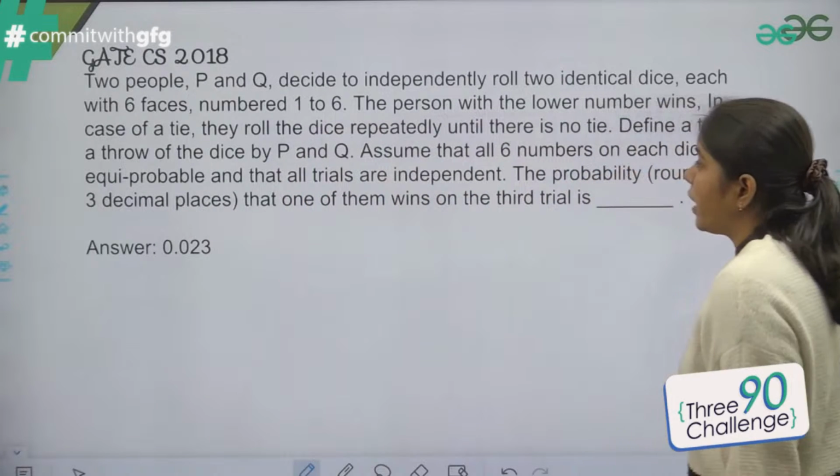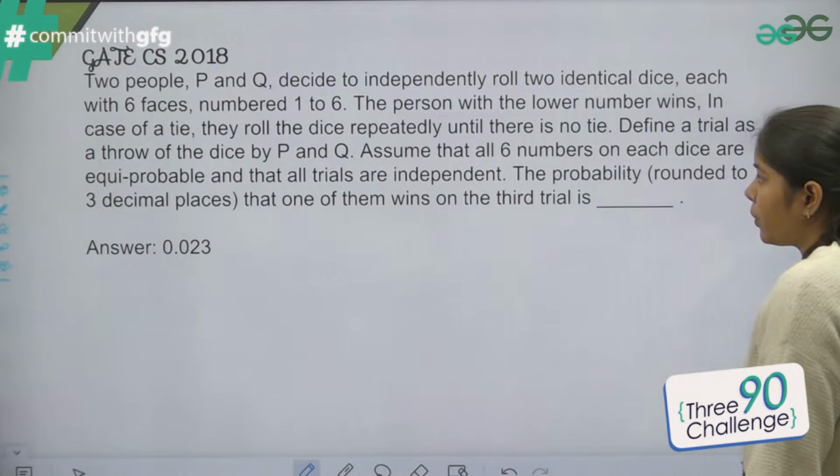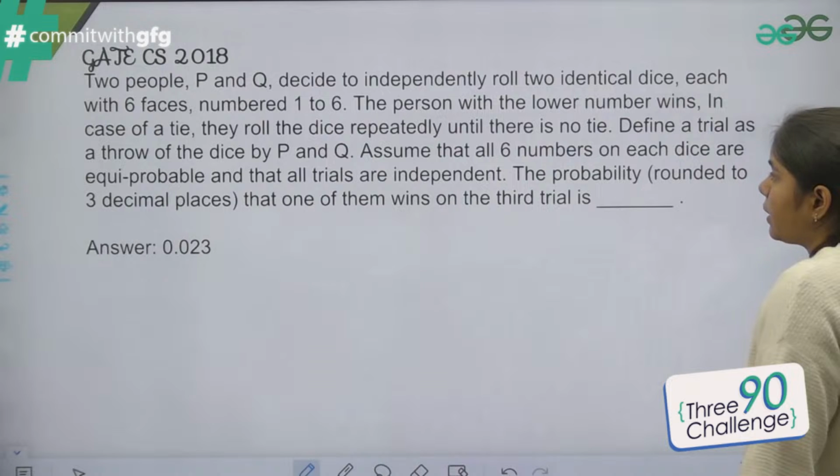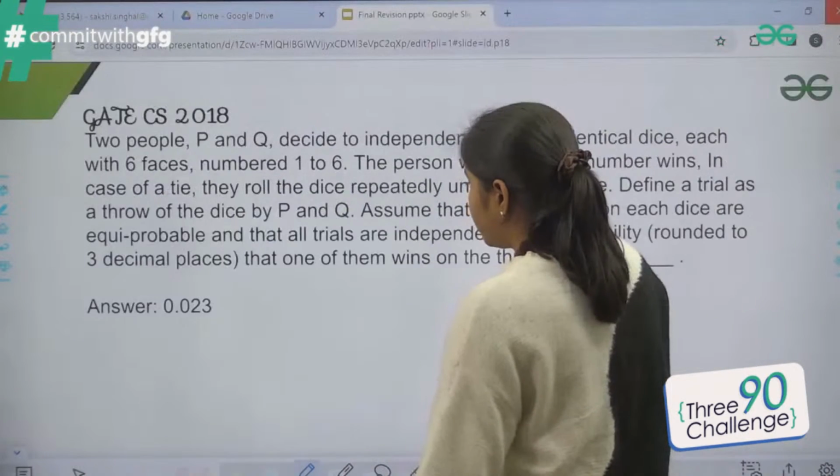Yeah, see, we have this question. It says that two people P and Q decide to independently roll. Just give me a minute.